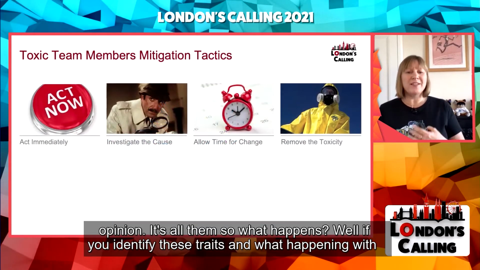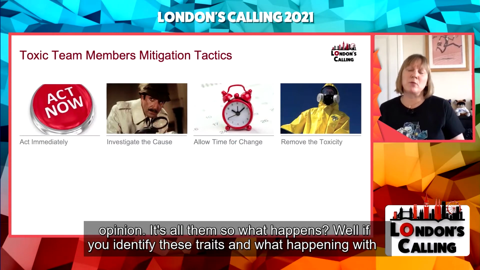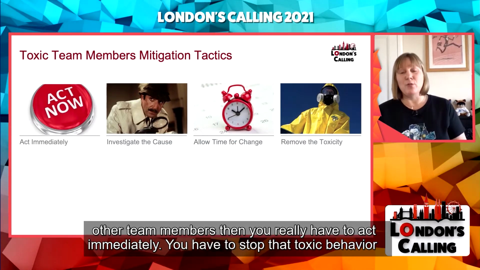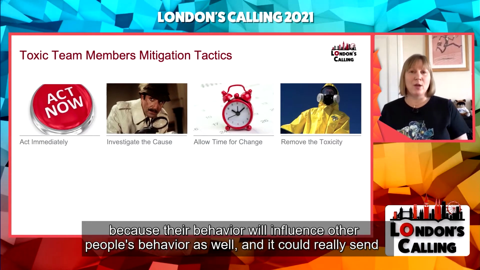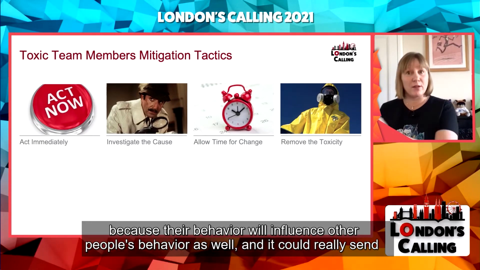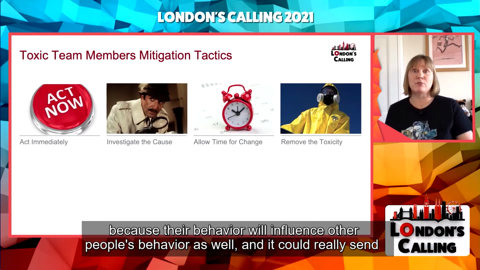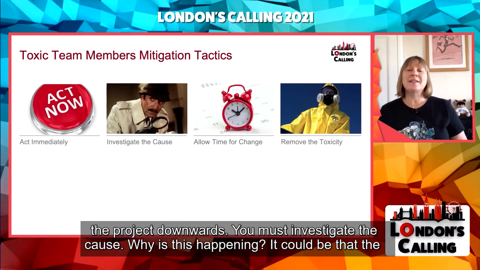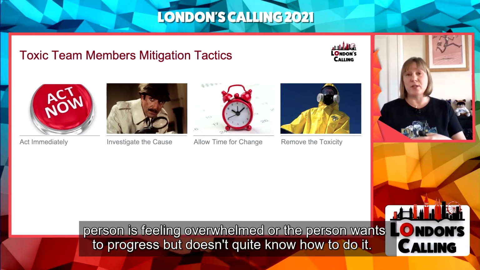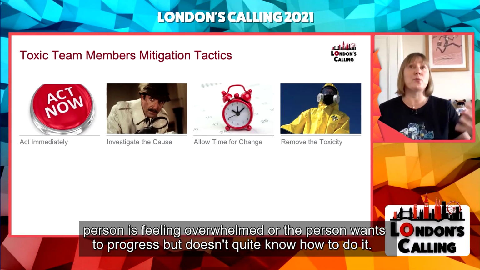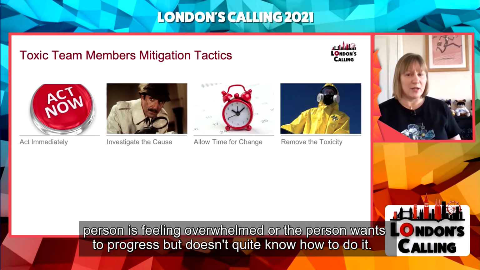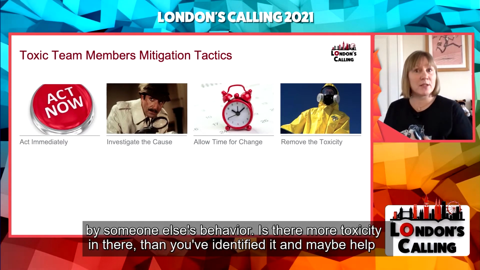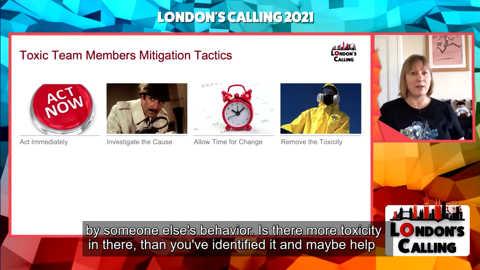So what happens? Well, if you identify these traits and what's happening with other team members, then you really have to act immediately. You have to stop that toxic behaviour, because their behaviour will influence other people's behaviour as well, and it could really send the project downwards. You must investigate the cause. Why is this happening? It could be that the person is feeling overwhelmed, or the person wants to progress but doesn't quite know how to do it. Or the person might be fearful of somebody else, and therefore their behaviour is being triggered by someone else's behaviour. Is there more toxicity in there?